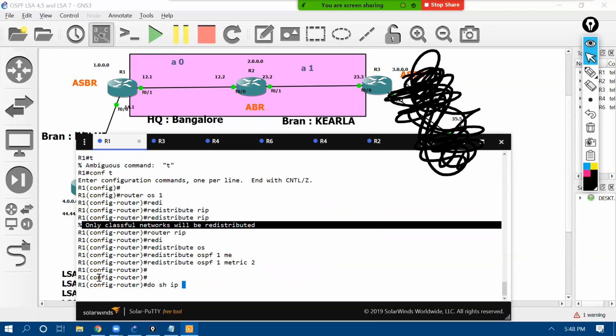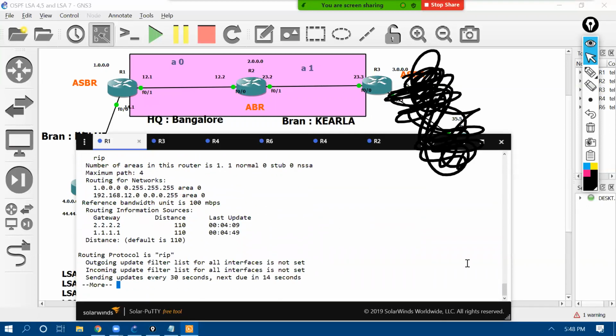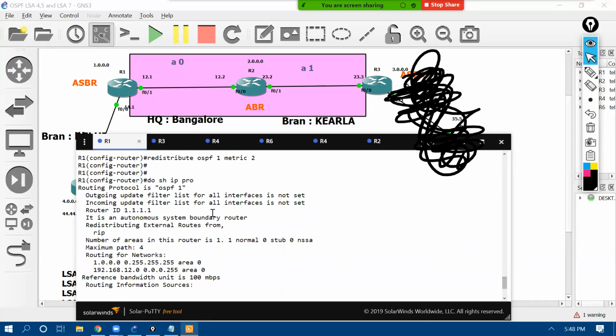And if you check now, show IP protocol. Nothing new is being taught right now; we have already discussed it in the last classes. So it's an ASBR router, once I'm making the redistribution over there.